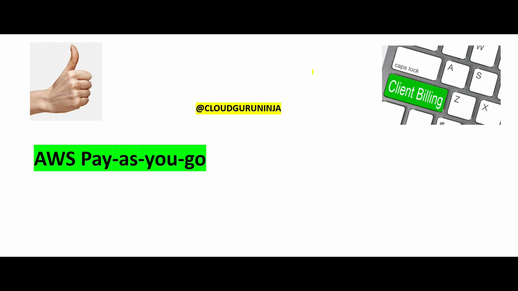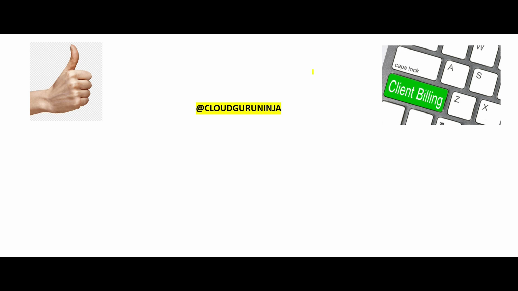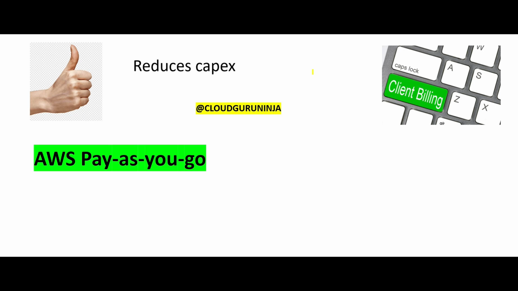So what did they do? Pay as you go. What is pay as you go? It reduces the capex expenses. What it means is you can rent out this boyfriend.